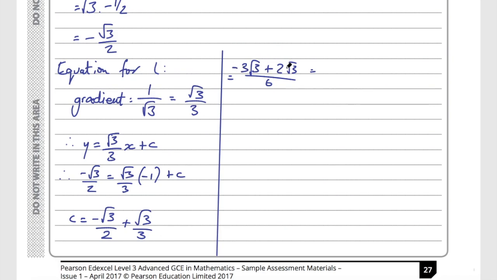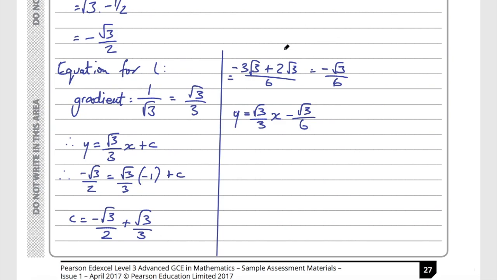And then minus 3 plus 2, that's minus 1. So minus root 3 on 6 is our final answer for C. So now we have the gradient and the y-intercept, so we can say the equation of L looks something like this: y equals root 3 on 3x minus root 3 on 6.